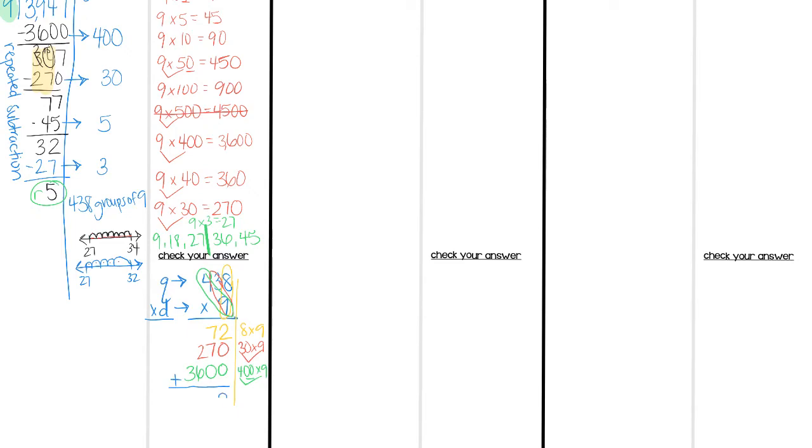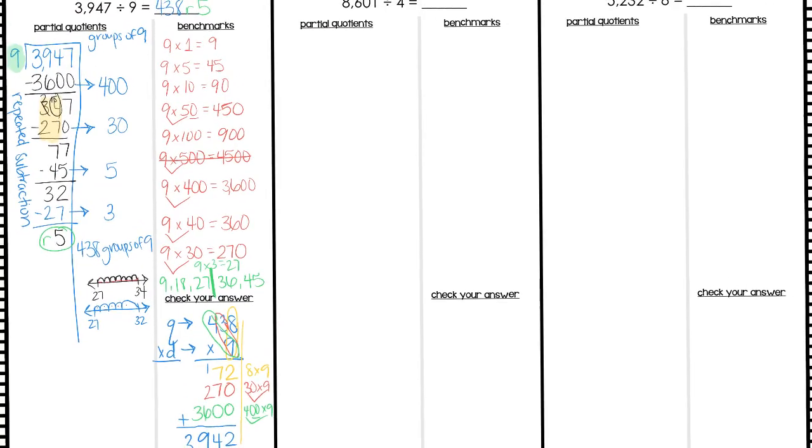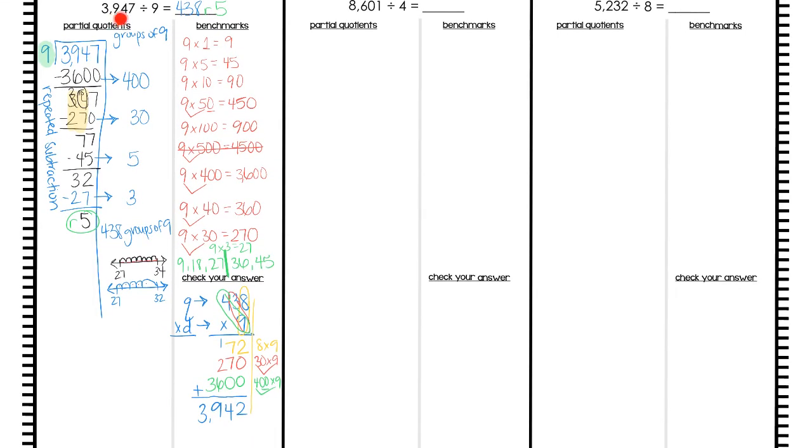2 plus nothing is 2. 7 plus 7 plus 0 is 14. 1 plus 2 is 3, plus 6 more is 9. And 3 plus nothing else is 3,000. Now let's check, is that the answer that we started with? 3,942? It is not the answer that we started with. We started with 3,947. So we are missing a few.